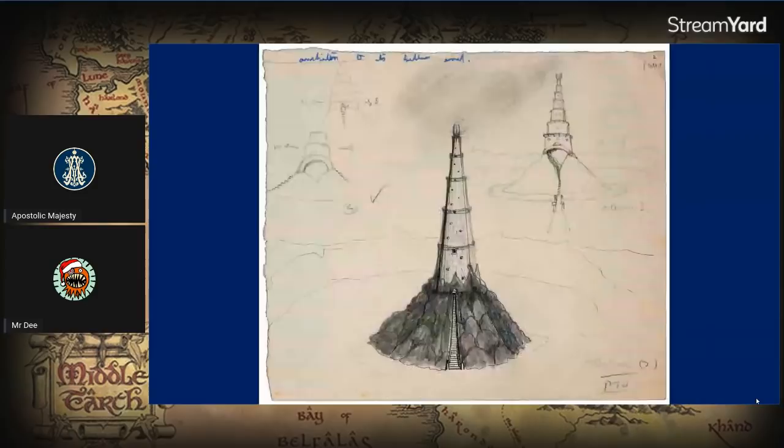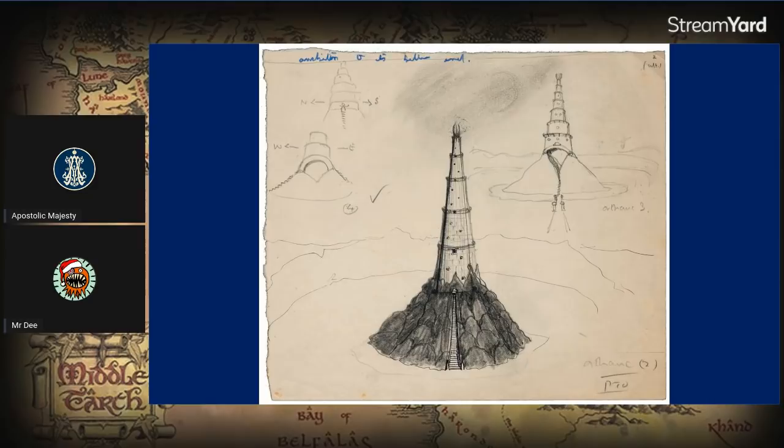Right. Okay. So this, I can't quite read that annotation at the top. This is Orthanc, obviously. At first, I thought it was because of that structure at the top. I thought it was the tower where the eye is, Barad-dûr, which Tolkien did draw in a roundabout way. But this is something curious to compare to the design of Orthanc that we see in the Peter Jackson films. But it's Tolkien's imagination of the architecture.